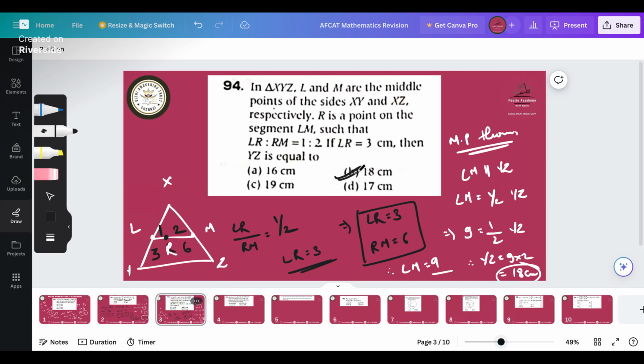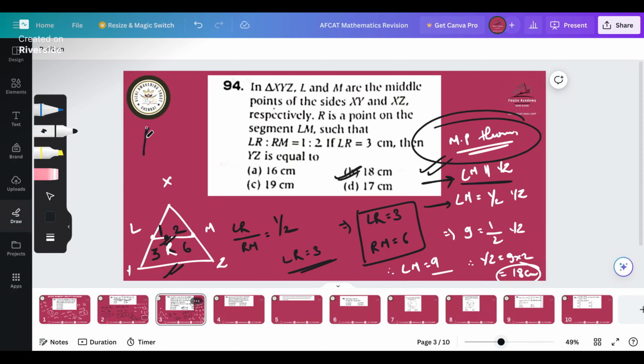Right, ladies and gentlemen, this midpoint theorem is an important theorem that everyone should learn and know. There are only two main takeaways here: this LM is parallel to this one, and this LM will be half of this one.